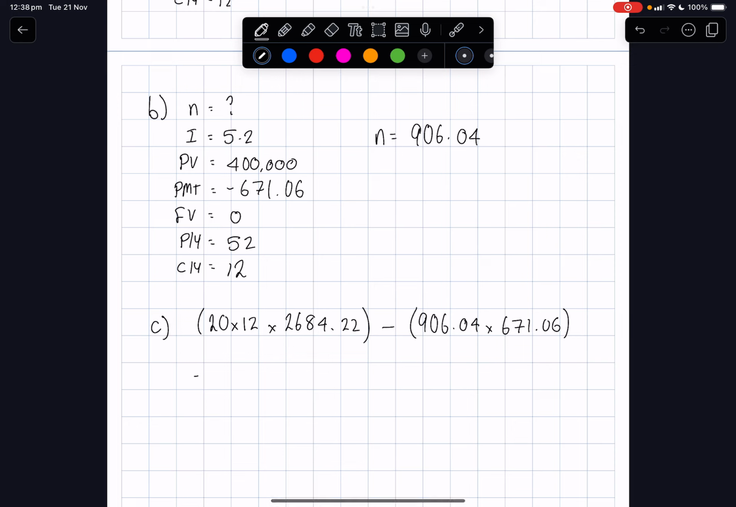Let's go through and put that onto our calculator. So I've got 20 times 12 times 2684.22 minus 906.04 times 671.06. That means I have saved $36,205.60.